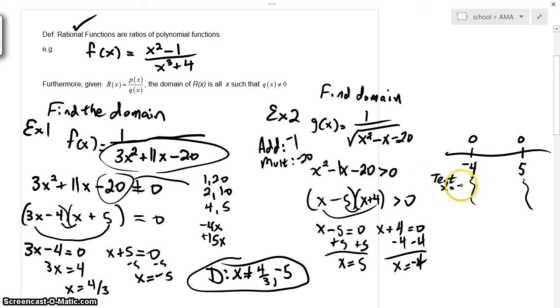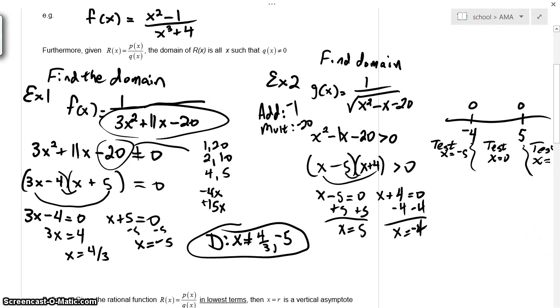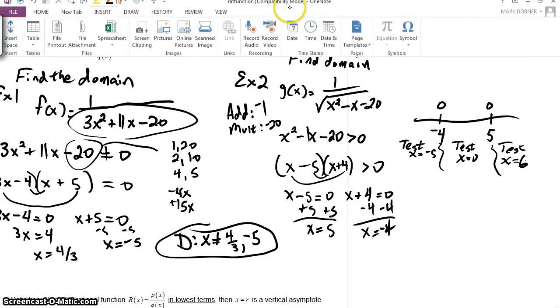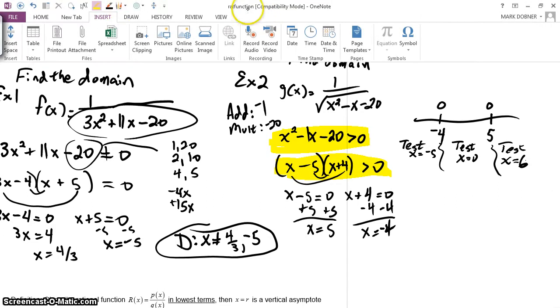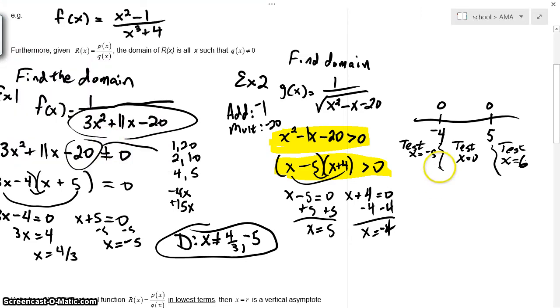I'll test x equals -5. In between -4 and 5, I'll test x equals 0. And to the right of 5, we'll test x equals 6. Now from here, what we can do very quickly is realize that what we are testing is really this original inequality, or we could even have this factored form. That can be a tremendous help to us. I'm going to take those test values and plug them in and see what we get.